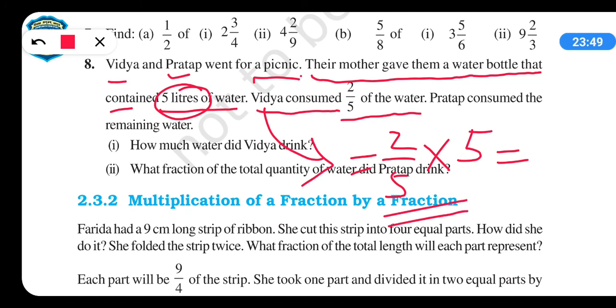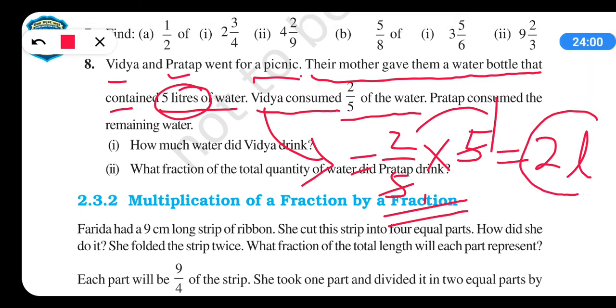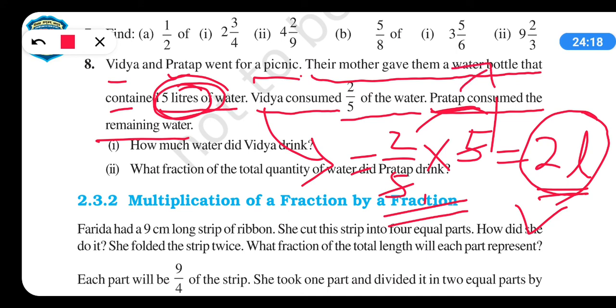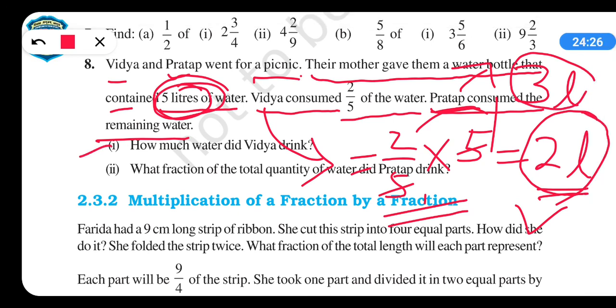This is the meaning. Now it means 5 1 is 5, 5 1 is 5. So 2 into 1 is 2. So 2 liter. So बताइए, Vidya consumed how much? 2 liter. 2 liter Vidya ने consume किया. Now the next part, Pratap consumed the remaining water. अब प्रताप ने कितना consume किया? Yes, 2 liter Vidya ने consume किया. Then total was 5. तो प्रताप ने कितना consume किया? Yes, 5 minus 2, so 3 liter. So 3 liter Pratap.